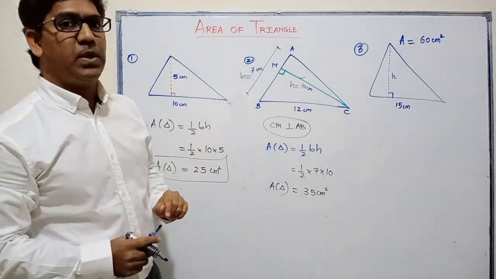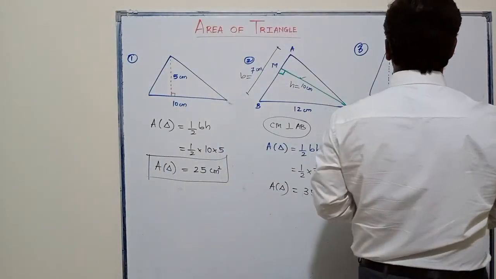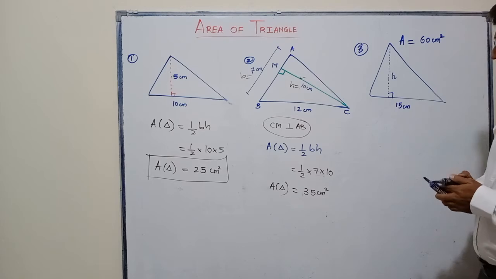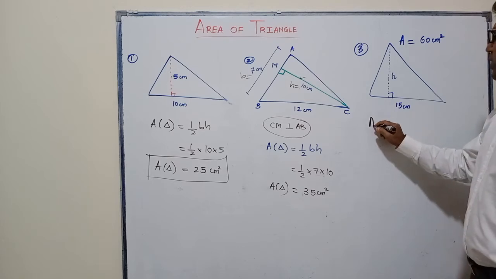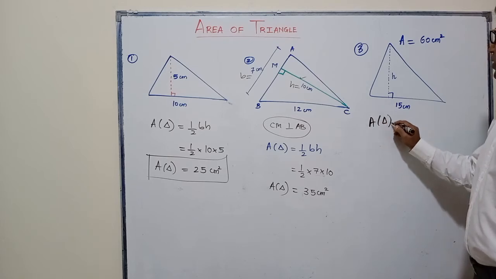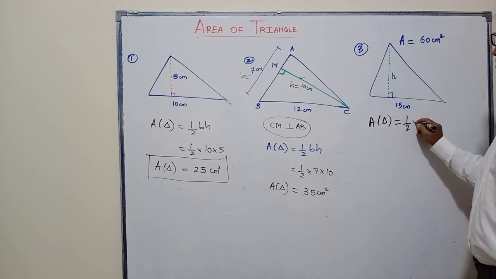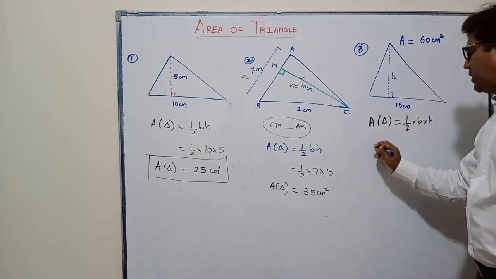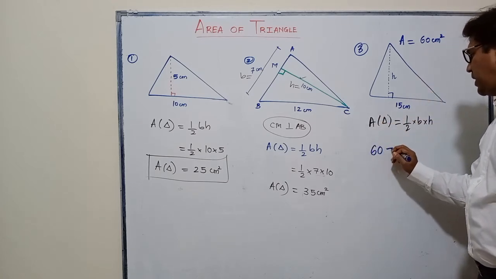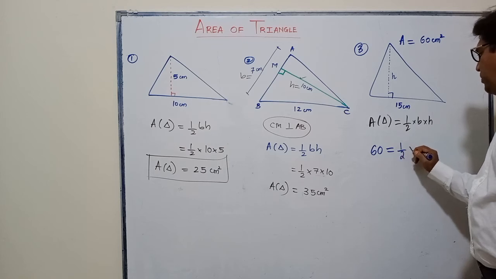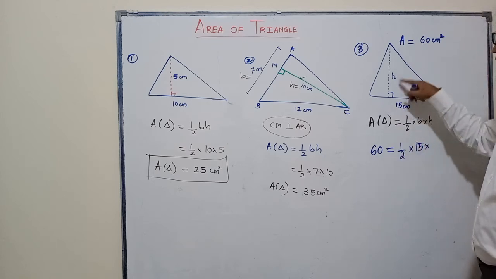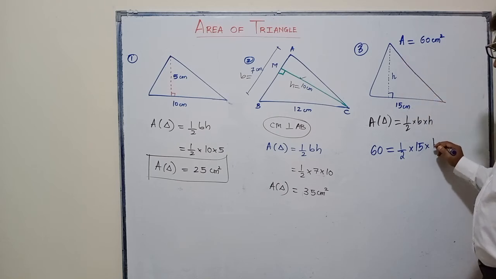Coming to the last example, the area of the triangle is given to us and the question is to find the height of the triangle. So we'll write the formula here. Area of the triangle is half times base times height. We substitute the values. Area of the triangle is 60, so in place of area of triangle, write 60. Half will be as it is. The base of the triangle is 15 and we don't know the corresponding height, so let it be h.